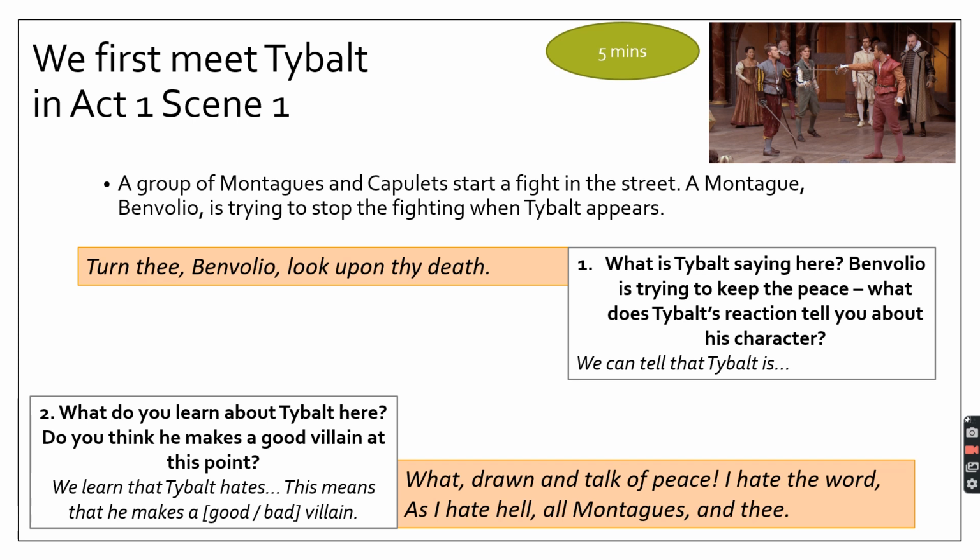Now this second quote here. "What, drawn and talk of peace? I hate the word, as I hate hell, all Montagues, and thee." So what he's saying here is, your sword's drawn, and you're talking about peace, you're talking about not fighting. Well, I hate peace, I hate hell, all Montagues, and you, he says.